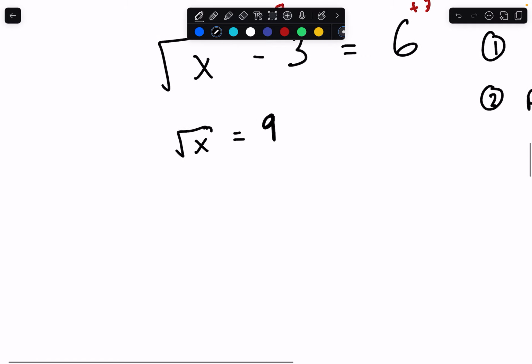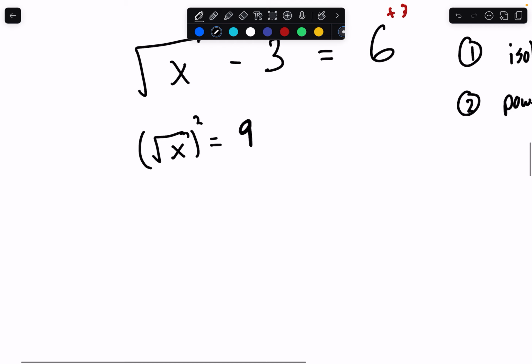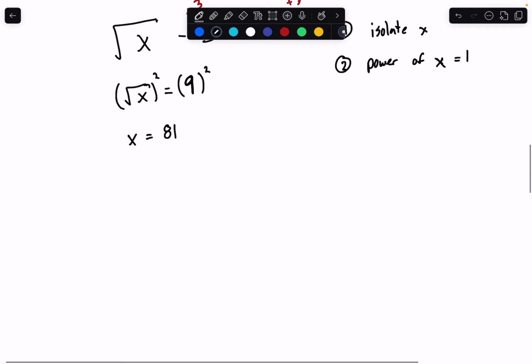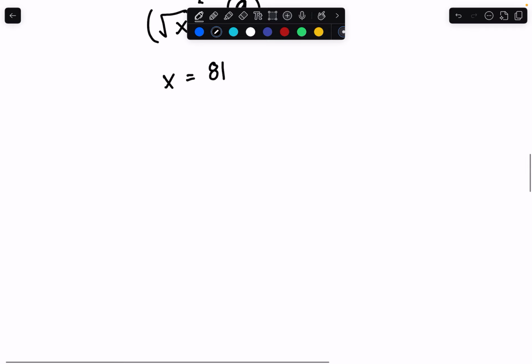So if we have a square root, how do we undo a square root? Well, we can square it, and that'll just give us x. But what we do to one side, you have to do to the other side. So if we square both sides, we just end up with x is equal to 81. This is a very simple example, so we're going to go over another one that's just a little bit more complicated. We have x to the power of 3 over 2 is equal to 8.